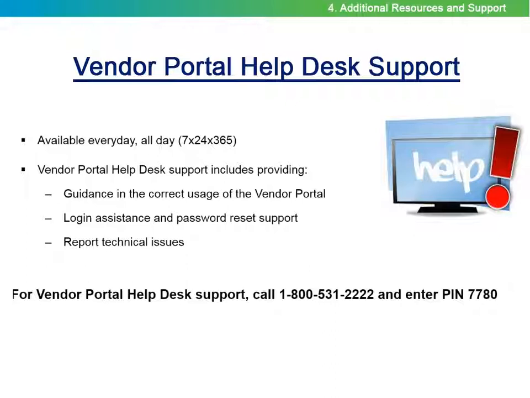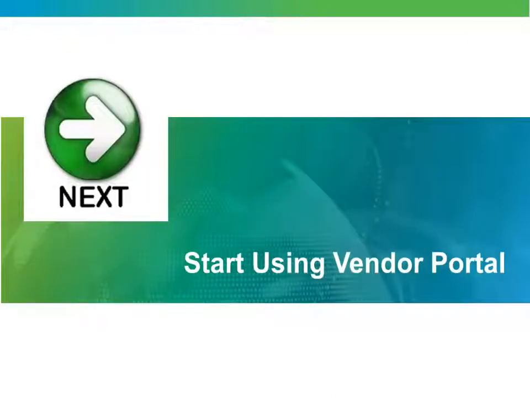For Vendor Portal Help Desk support, call 1-800-531-2222 and enter PIN 7780. If you've completed the 3 e-lessons in this online training, you are ready to start using the Vendor Portal to submit cost changes and item adjustments for deals and promotions. Although it may seem a bit complicated at first, the more you use it, the easier it will become.